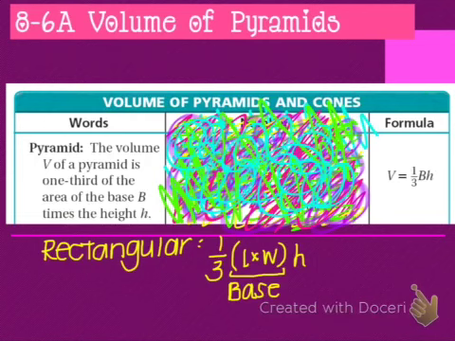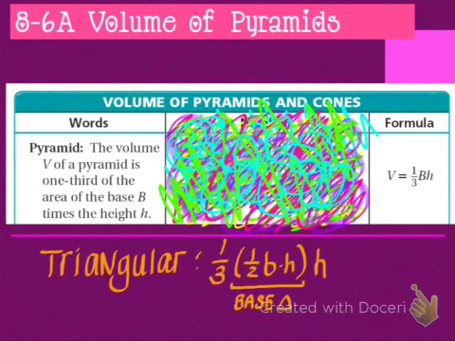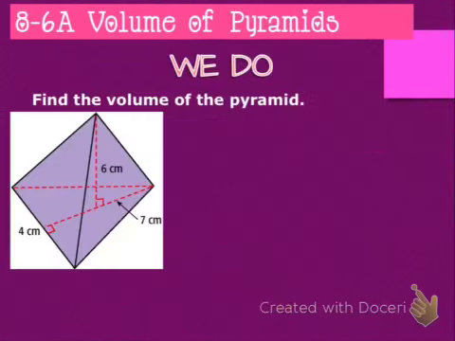But if you were trying to find the volume of a triangular pyramid, you would do 1/3 the area of your base, which would be a triangle, so you'd use 1/2 base times height of that little triangle in the bottom, and then times the height of the whole pyramid. So it can be a little bit tricky, so we're going to do quite a few examples together. So let's start with our first example.